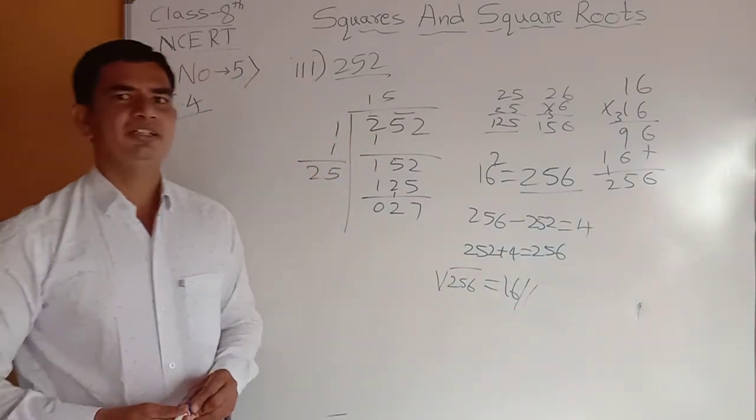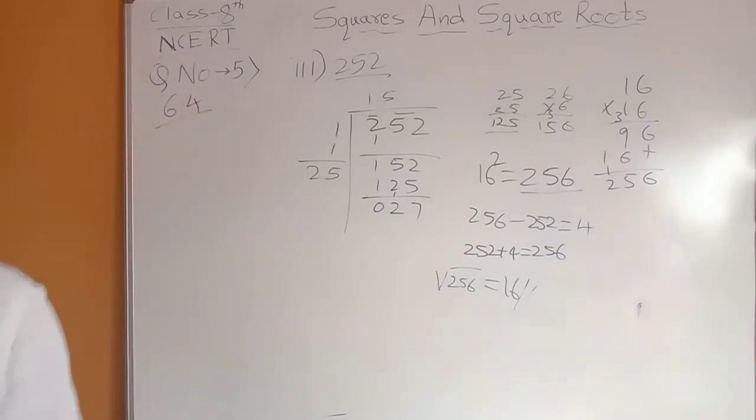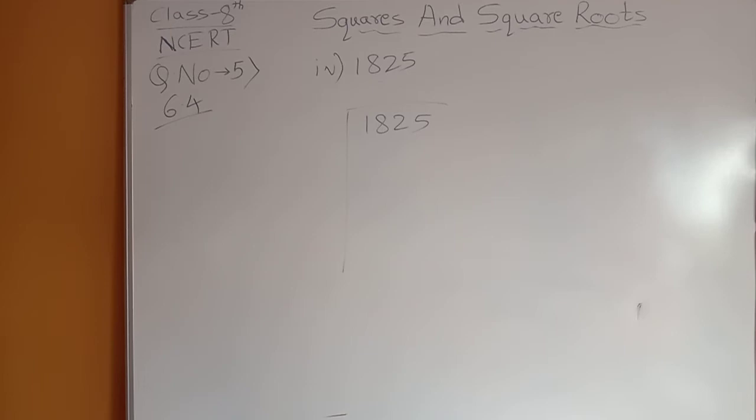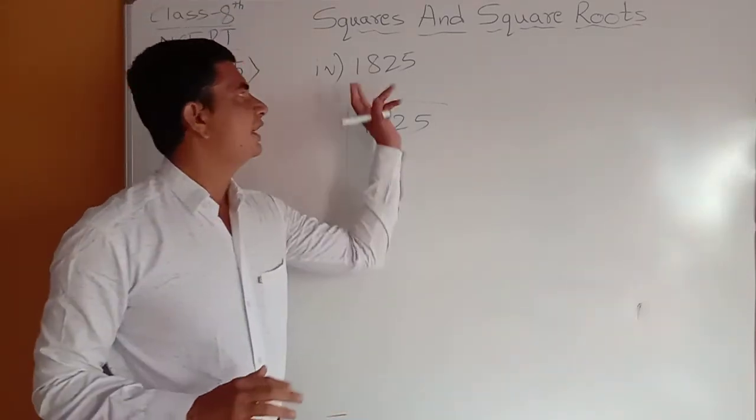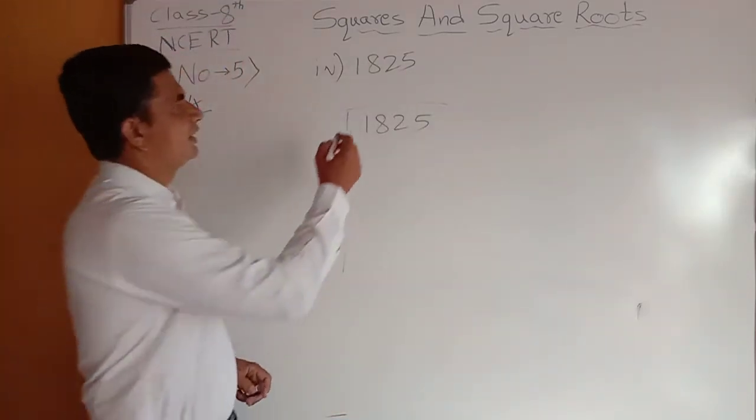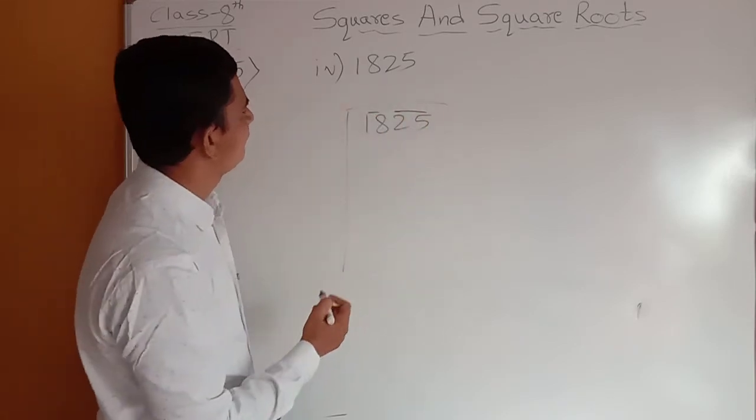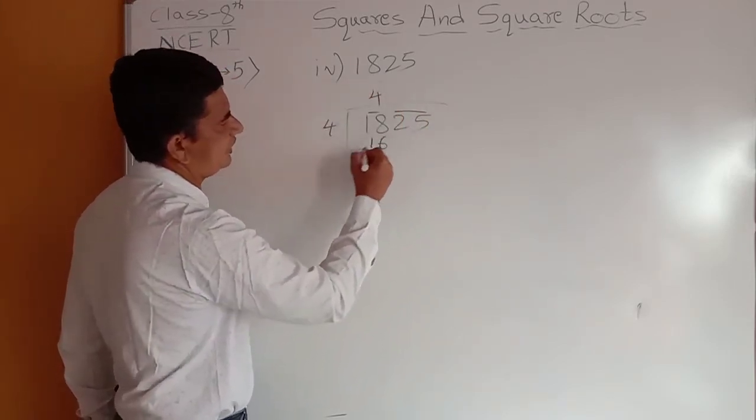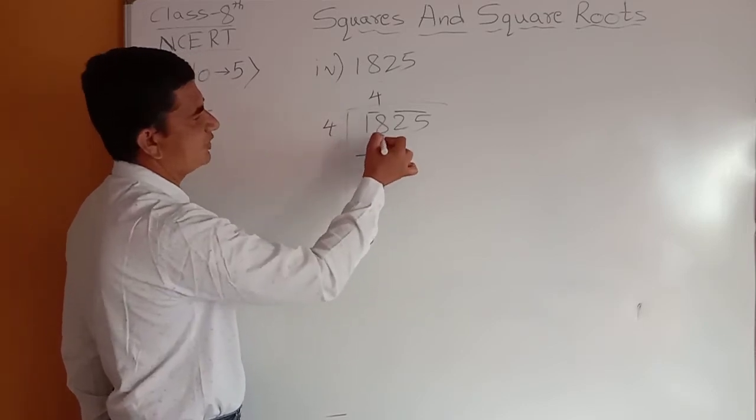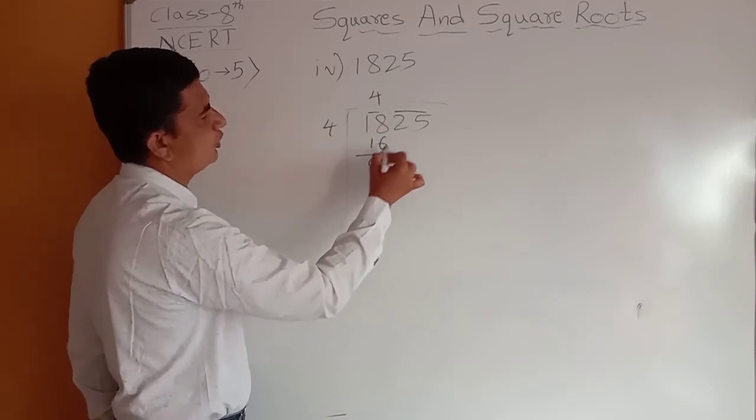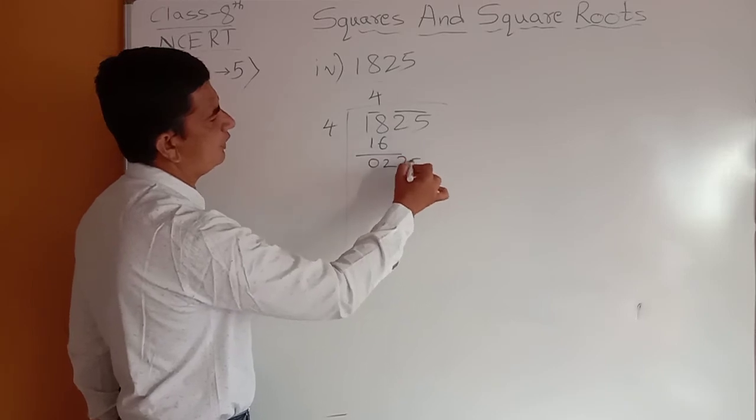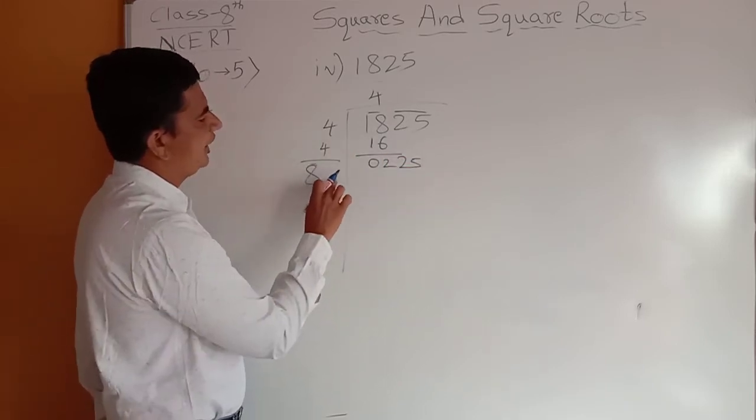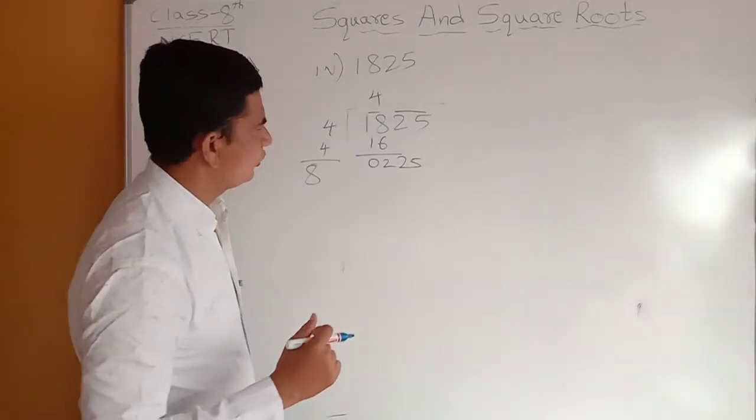Let's go for the fourth question. So let's see question number 4. That is 1825. So make a pair here. So 3 3 is 9, 4 4 is 16 because it is the nearest number. You can say 6 is 2 0. So take the next number down, 25. So add this one here, it becomes 8. So 82 to the 164.